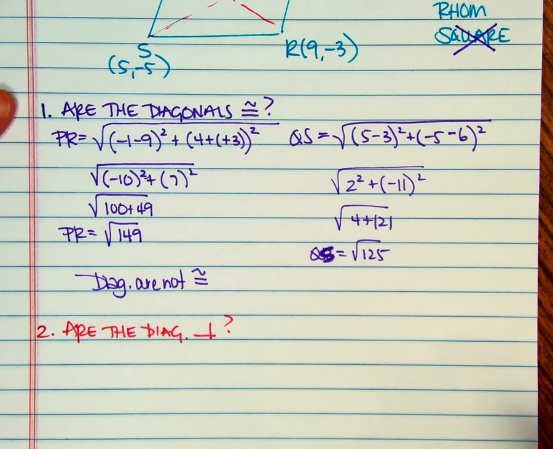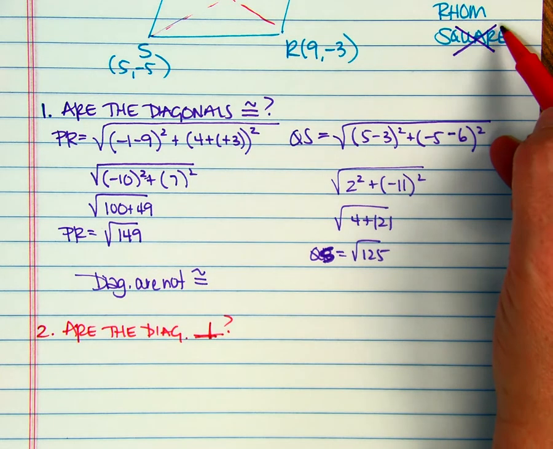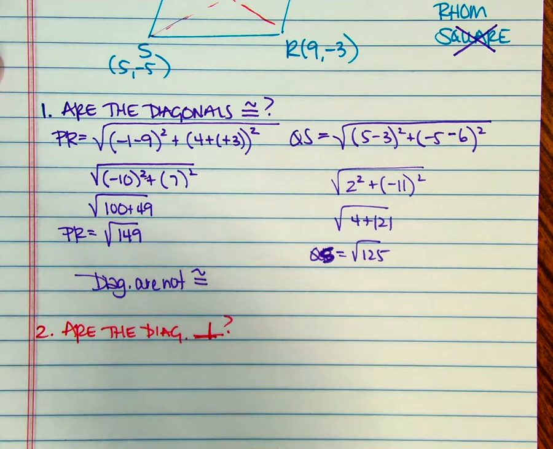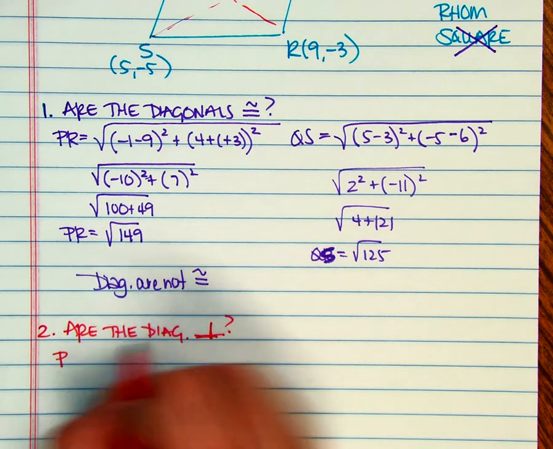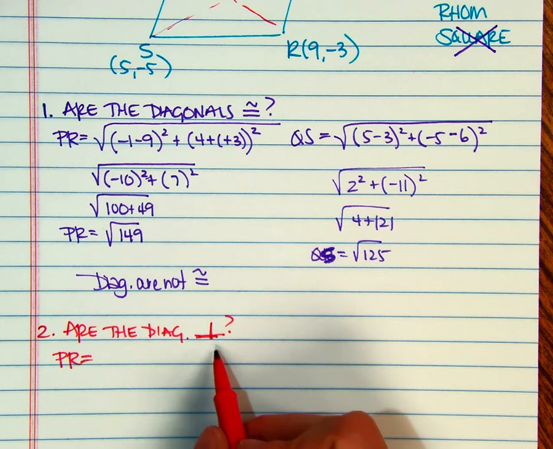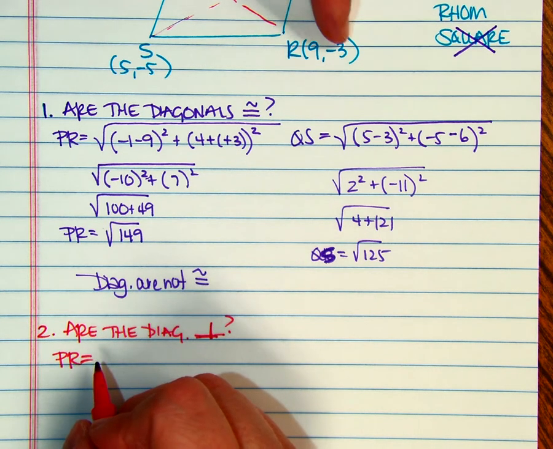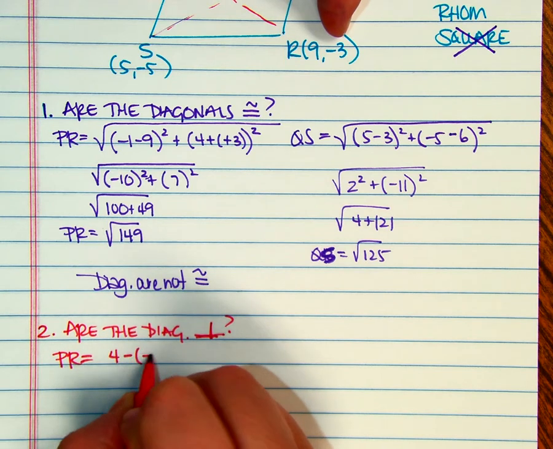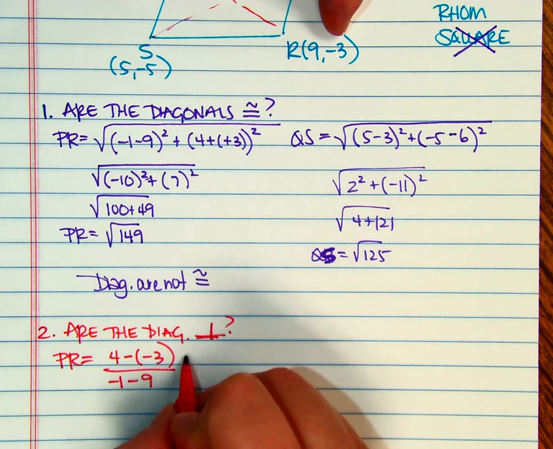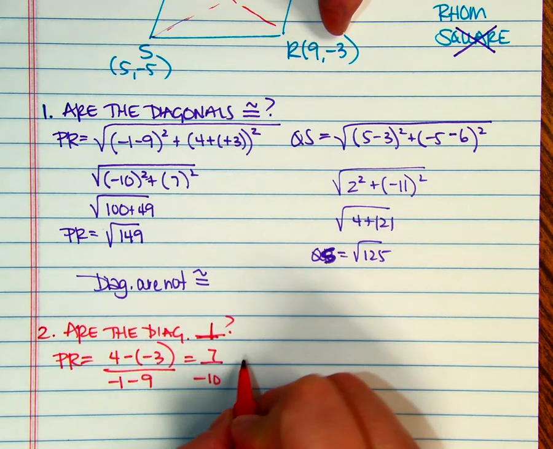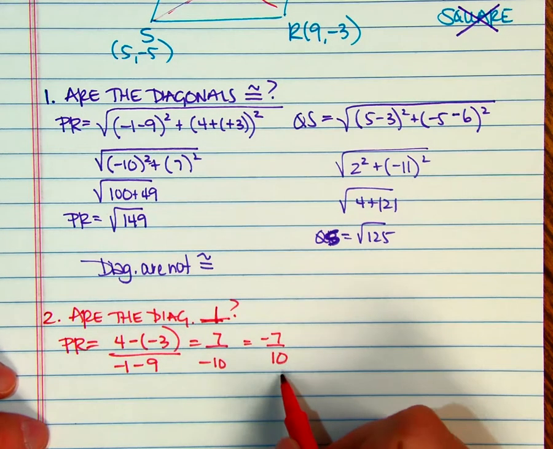Actually, I'm going to look back at this again. Yeah, I'm going to keep going with this. So are the diagonals perpendicular? I'm looking at PR. If I'm looking for perpendicular, I'm going to be using the slope formula. So PR: 4 minus negative 3, the change in y over the change in x, negative 1 minus 9. I get 7 over negative 10, which gives me negative 7 tenths. So PR has a slope of negative 7 tenths.